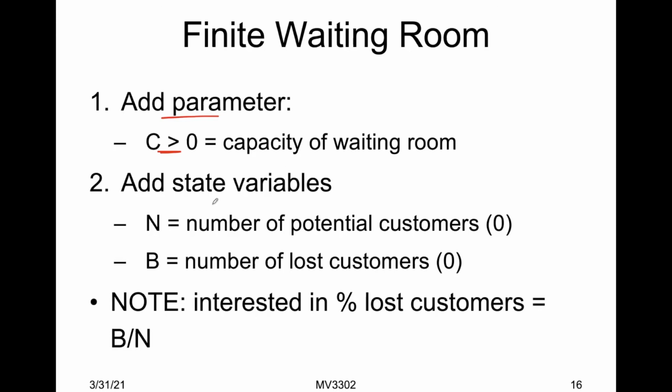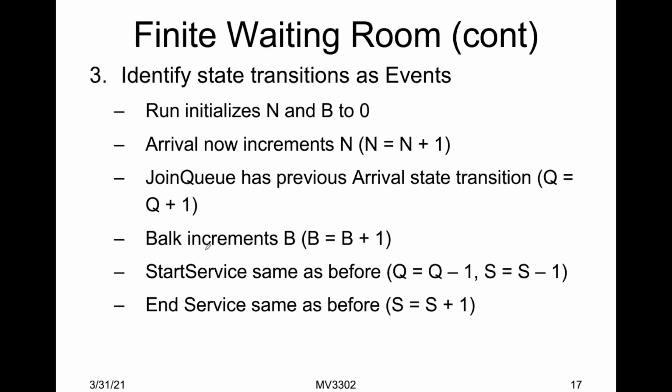And so now what might we be interested in? If you're running this facility, one of the things you'd be interested in is what percentage of customers we lose by this. For that, we're going to add two more state variables. One is the number of potential customers, N, which we'll initially set to 0. And then I'll call it B, the number of lost customers, or balks, as it were. B for balk. So just like the others, in addition to our multiple server queue model, our run event is going to have to initialize N and B to 0.